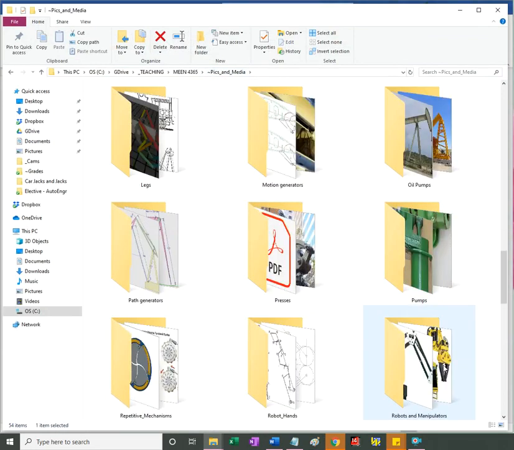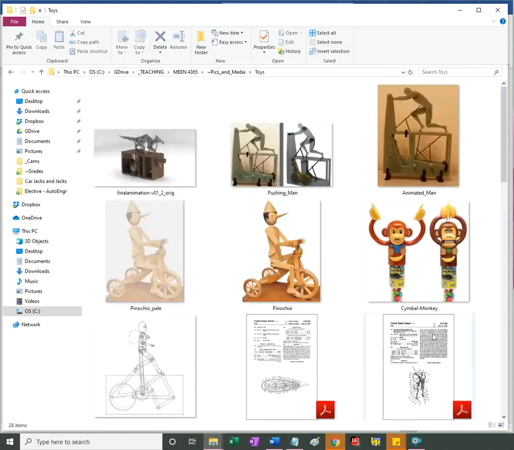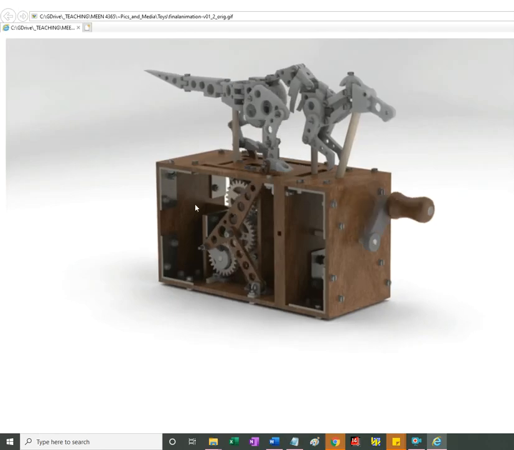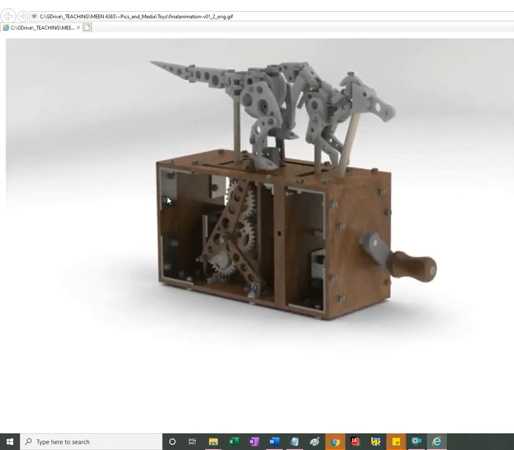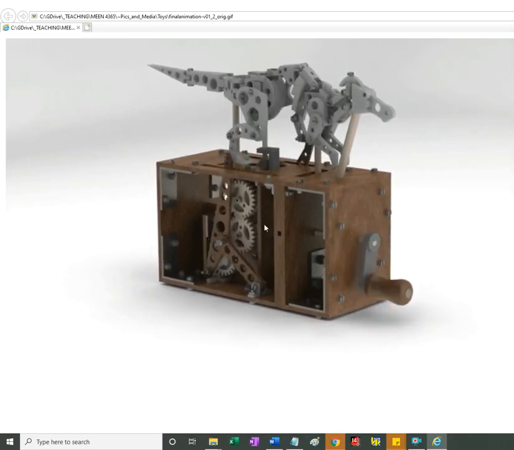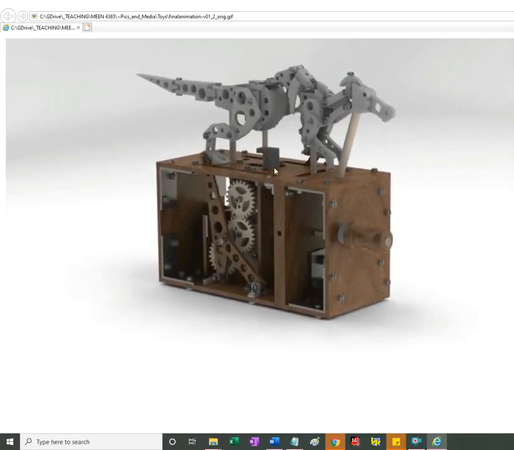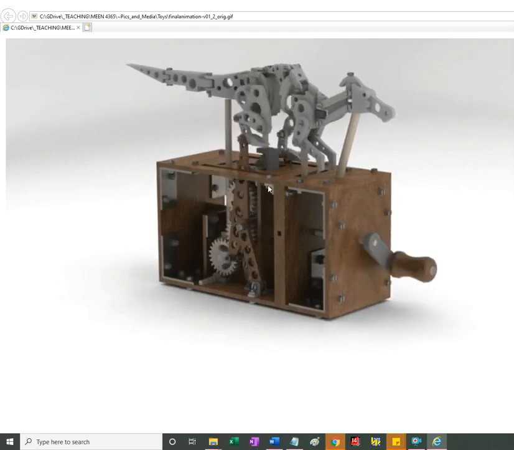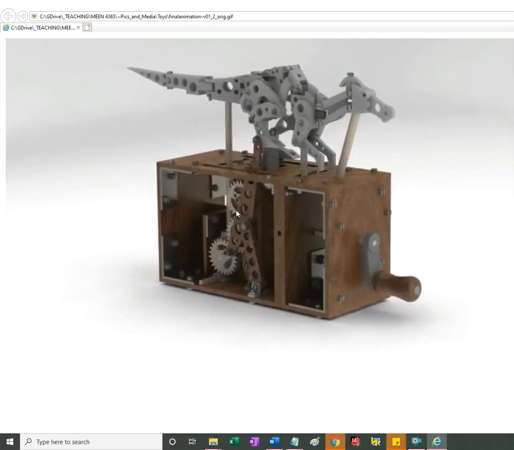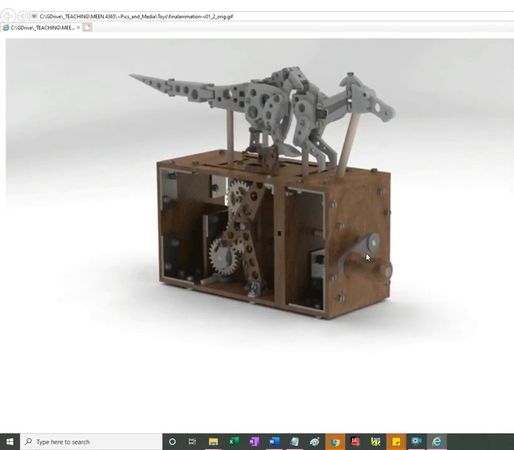So let's go to some examples, and I have a folder here, toys. And this appears to be a 3D model rather than a prototype. But if you have this covered, you wonder how, it could be a design task, how I can get this mechanical figure move by the simple rotation of a crank.